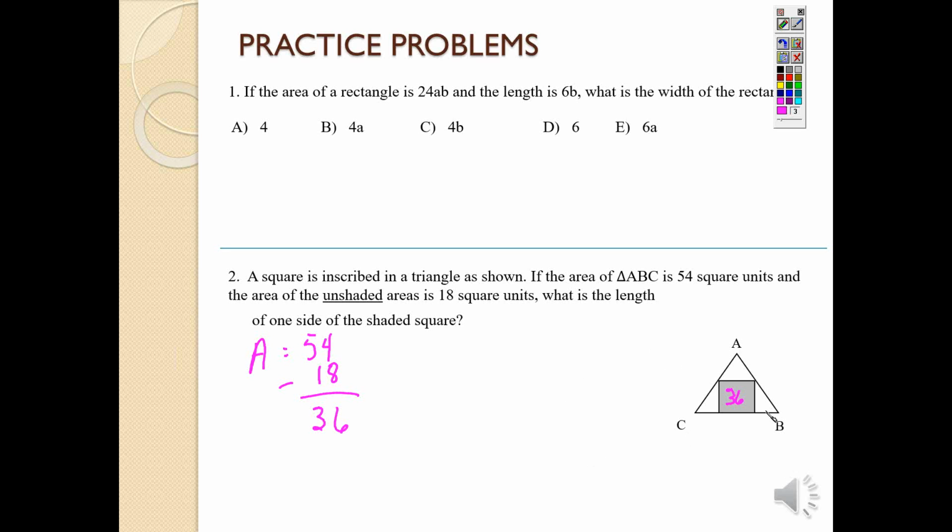So what would the side be? What times what is 36? Of course, that would be 6. And that was what the question was asking: what was one side of it.